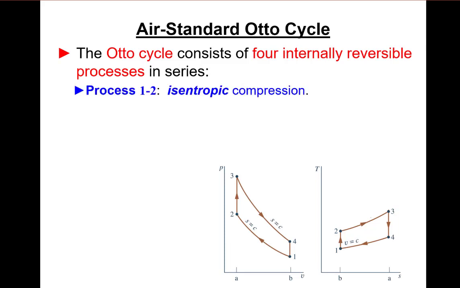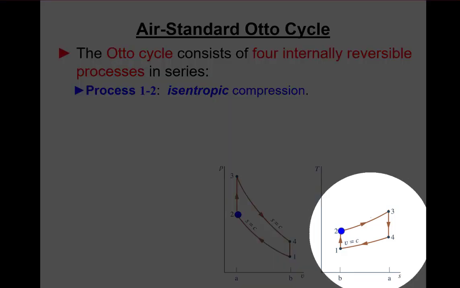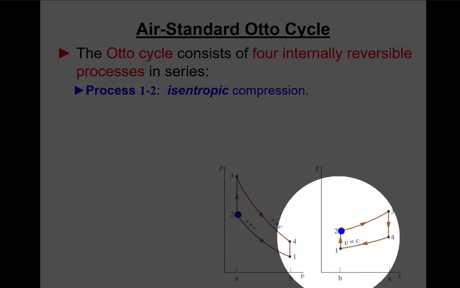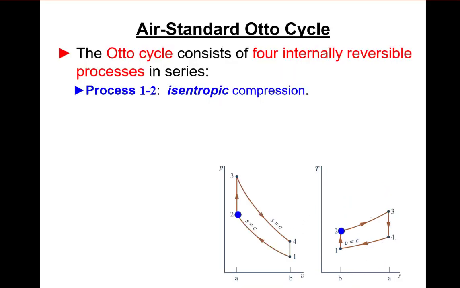So our first process is an isentropic compression, right? So we can think about our piston going up and it's compressing our working fluid, right? Isentropically, so delta S is equal to 0, right? So here my volume is getting smaller and my pressure is getting bigger. My temperature is going up, but I'm at constant specific entropy.